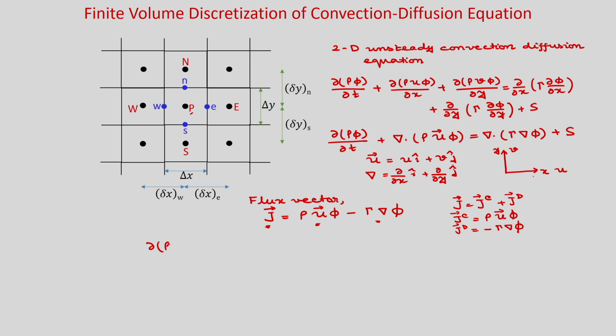If you put this flux vector into the governing equation, the equation will be del rho phi by del t plus divergence of J is equal to S. The first term represents the temporal term and the second term is the flux. We have two fluxes, the convection flux and the diffusion flux, and the right hand side is your source term. In the last class we already discretized excluding the temporal term.